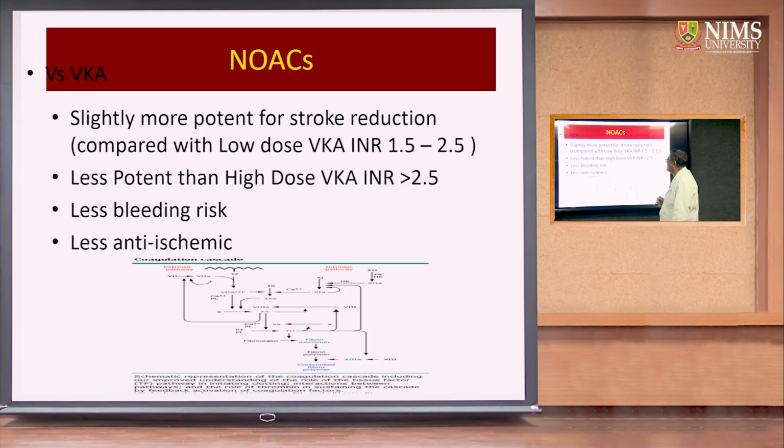Now, coming to NOACs, where do we use NOACs? NOACs are slightly more potent for stroke reduction compared to low dose vitamin K antagonists. So, if you compare NOACs with low dose oral anticoagulants, then NOACs are more effective with the same or less bleeding risk. So, the only reason you would use a low dose vitamin K antagonist is when cost is a consideration.